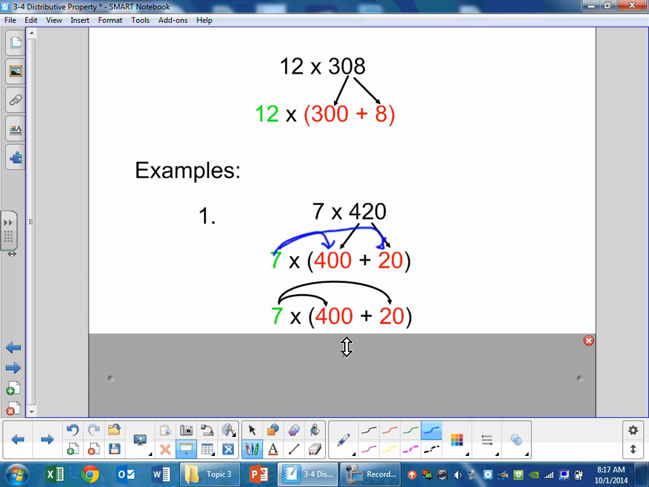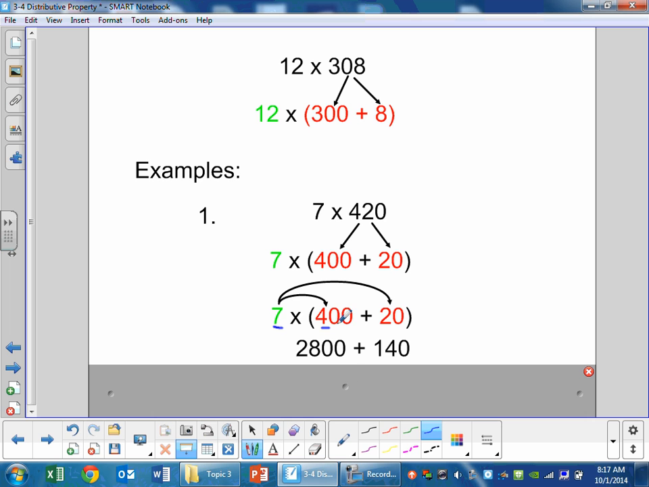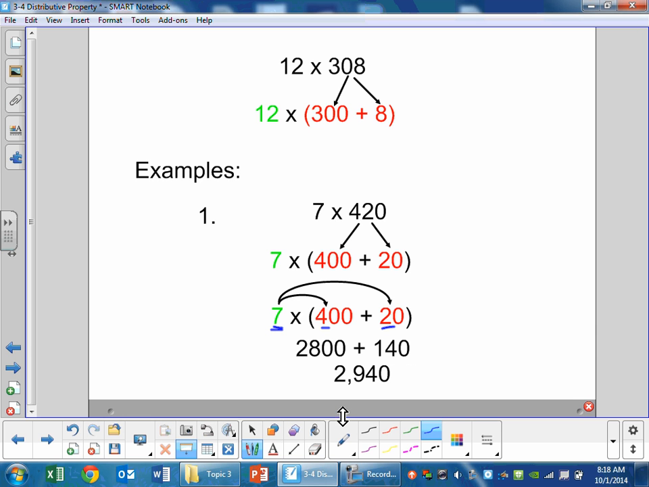Okay? Oh, there's my pretty arrows. Let me erase these blue ones. So, I've got my basic fact now. 7 times 4, which is 28. And then 2 zeros in the factors. And then I've got 7 times 2, which is 14. And I have 1 zero. And now these numbers are pretty easy for me to add mentally. I get 2,940.